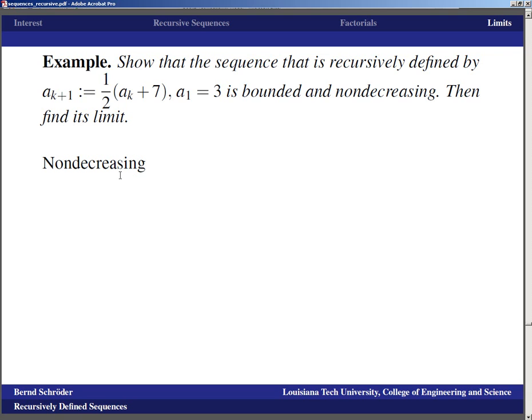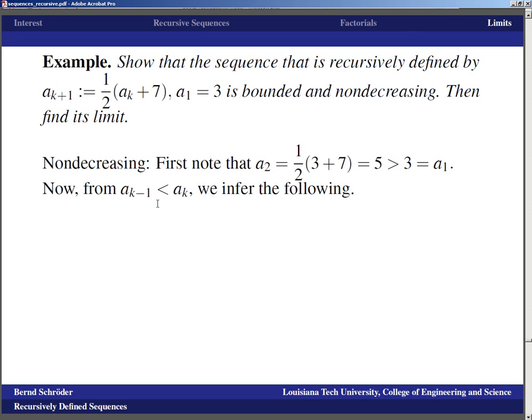Well, so to show that the sequence is non-decreasing, we have to show that a_k is less than or equal to a_{k+1}. So first we note that a_2, which is 1/2 times (3 plus 7), which is 5, is greater than 3, which is a_1. And what we're now going to do is an inductive process where we're going to use that a_{k-1} is smaller than a_k, and we're going to deduce from that that a_k is smaller than a_{k+1}. So from a_{k-1} smaller than a_k, we can infer the following.